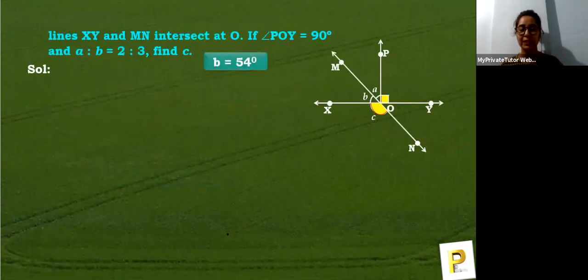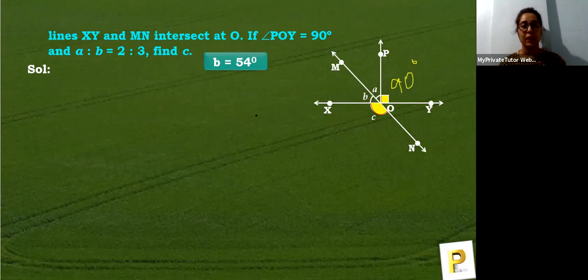So the question is lines XY and MN. Okay, so XY and MN are the two lines which intersect at point O. Okay, where are they intersecting? They are intersecting at point O. Angle POY is equal to 90 degree. So this is given to us as 90 degree.